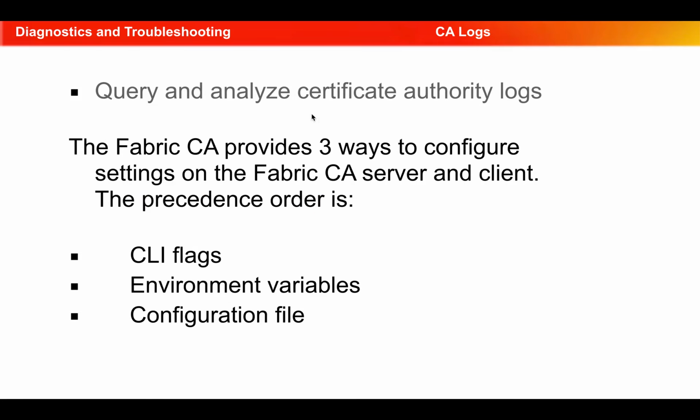Next is querying and analyzing certification authority logs. The Fabric Certification Authority provides three ways to configure settings of the Fabric CA server and Fabric CA client. The precedence order is: the first precedence goes to the CLI flag, the next goes to environment variables, and the next goes to the configuration file.